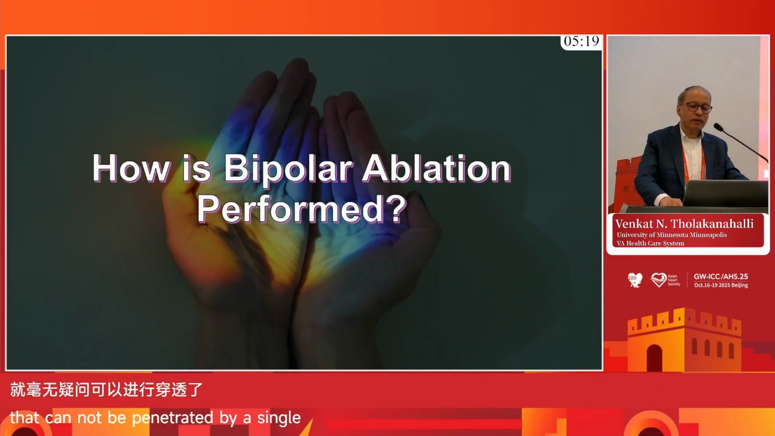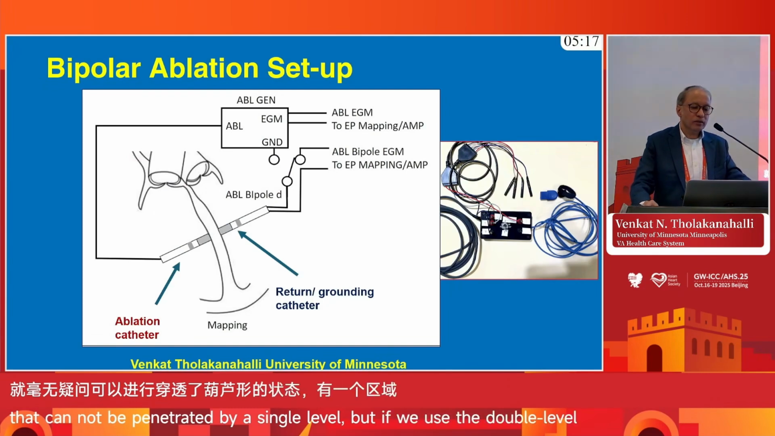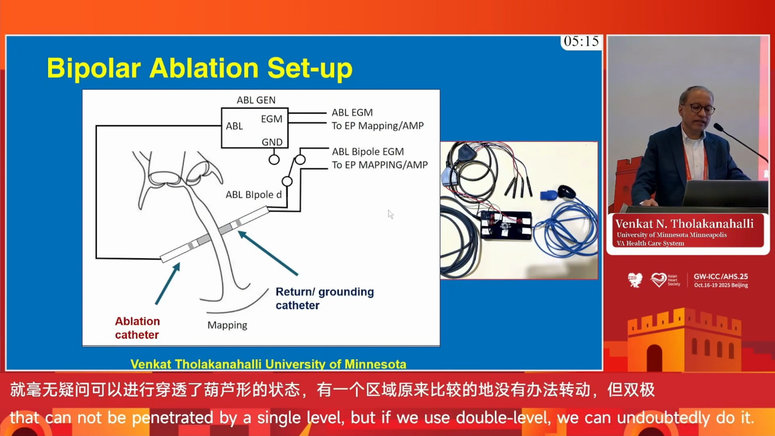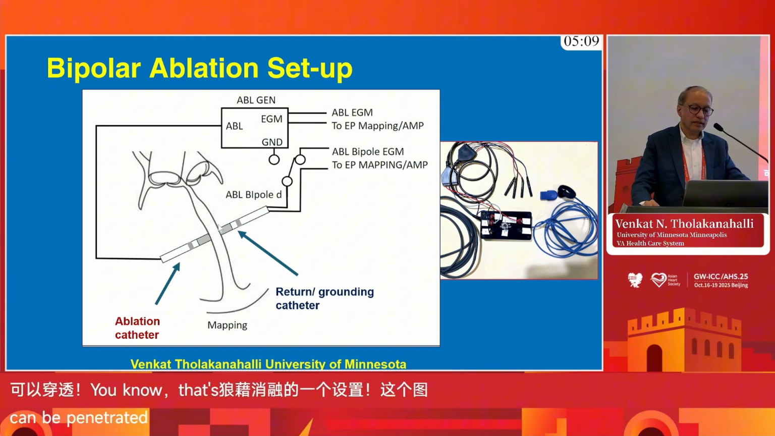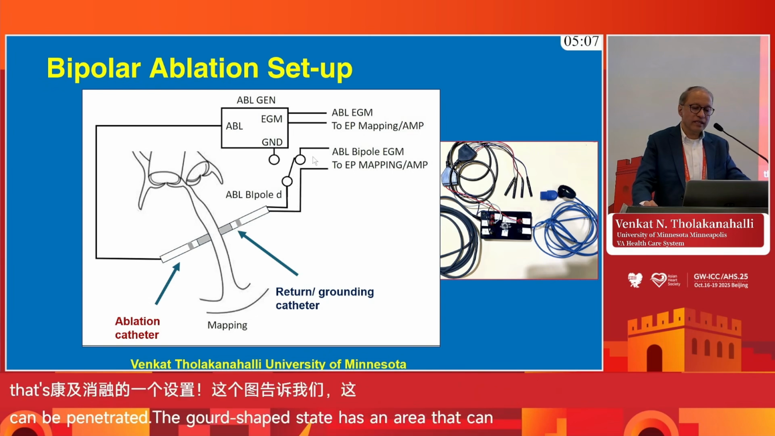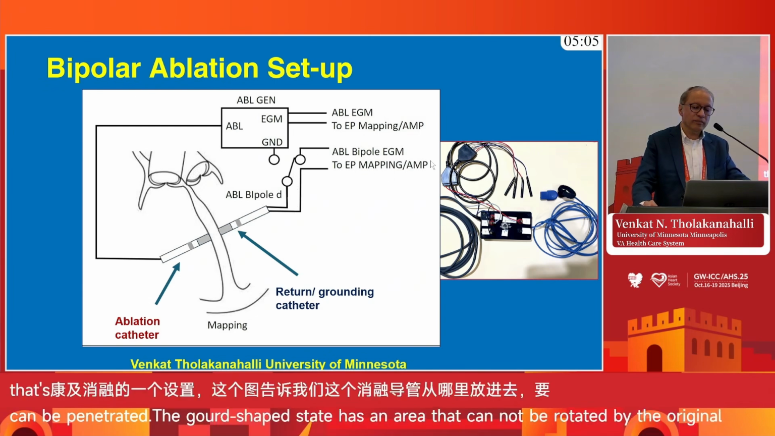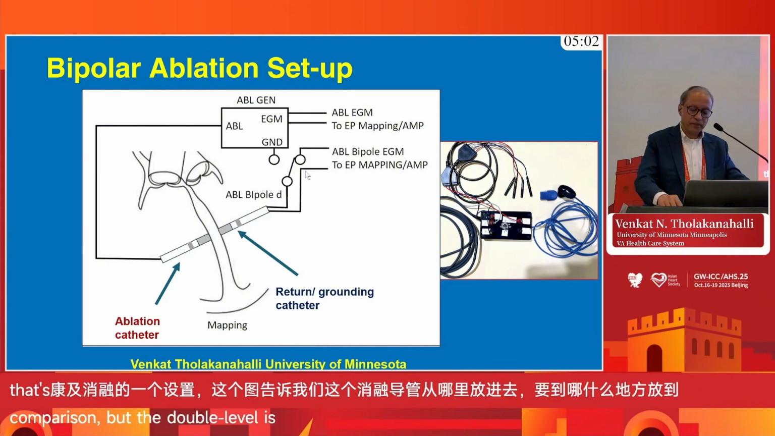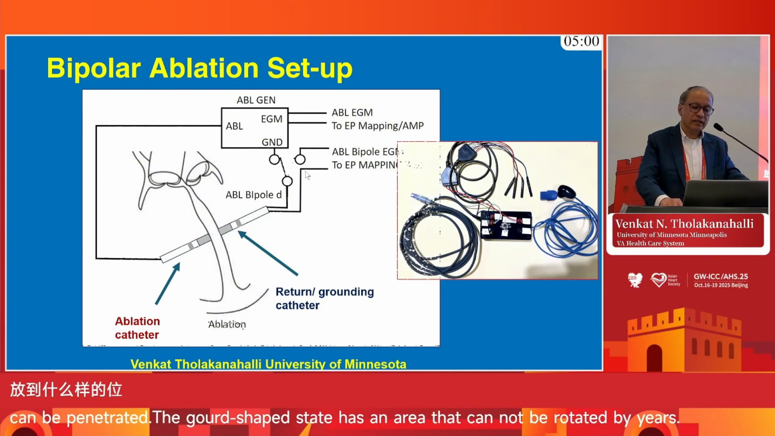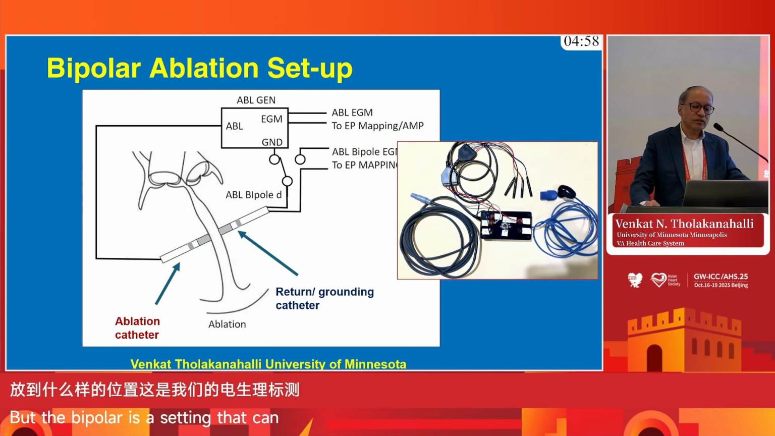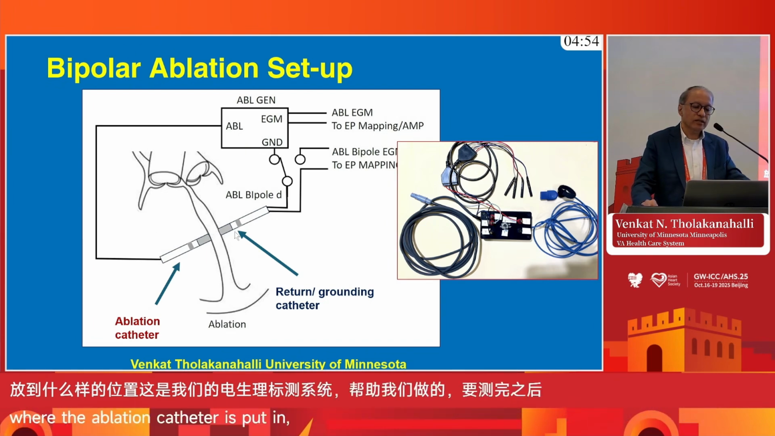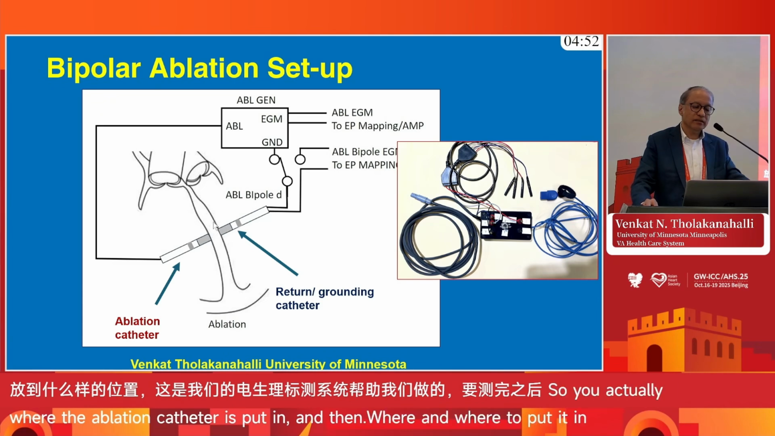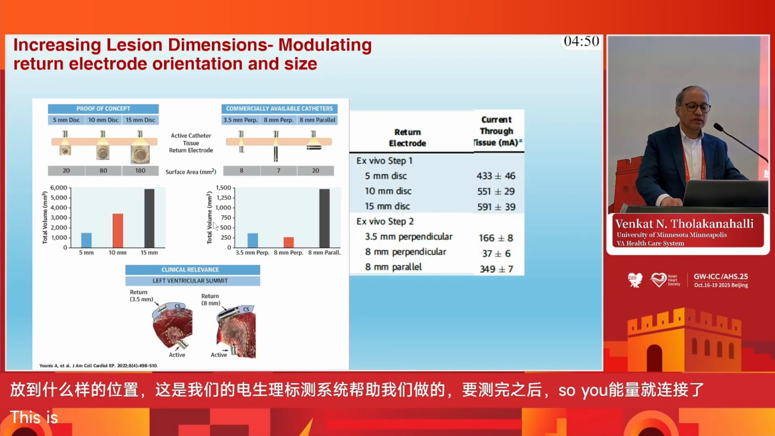So how is bipolar ablation performed? This is the scheme, the cartoon, showing an ablation catheter on one side of the septum and the return or grounding catheter on the other side of the septum. In this case, the circuit is to the EP mapping system. Once you have identified the circuit, you switch so that the ground is connected to this area, and you penetrate across the wall with the radiofrequency energy.